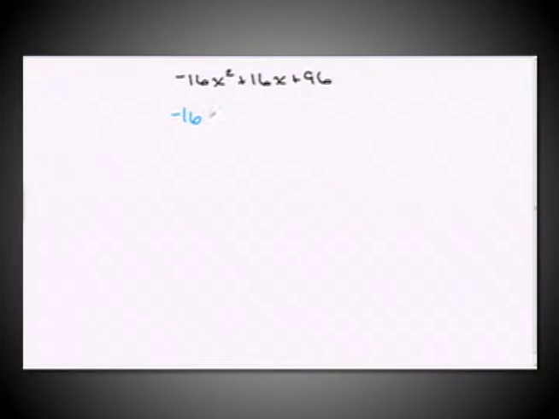And when I divide negative 16x squared by negative 16, I end up with positive x squared. Positive 16x divided by negative 16 gives us negative x. And positive 96 divided by negative 16 gives negative 6. So now we've factored out the negative GCF, and all we have left to do is factor the trinomial whose understood leading coefficient is 1, using the method that we've learned in previous videos.